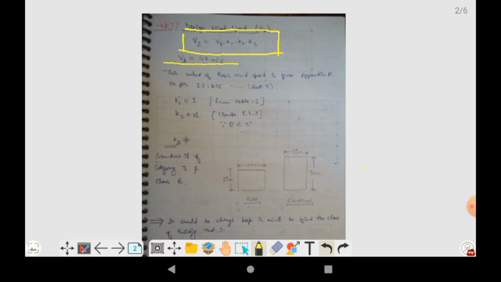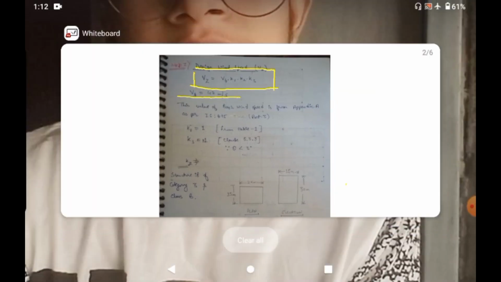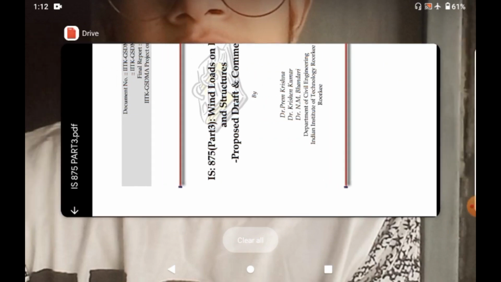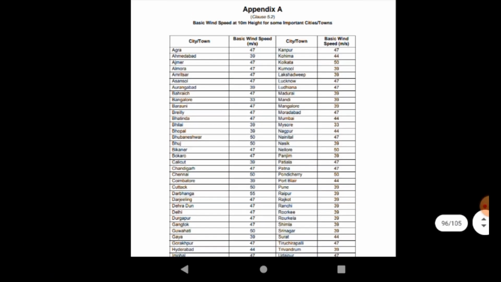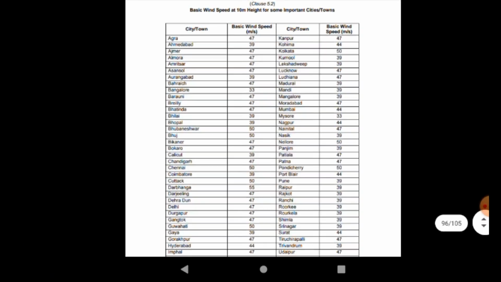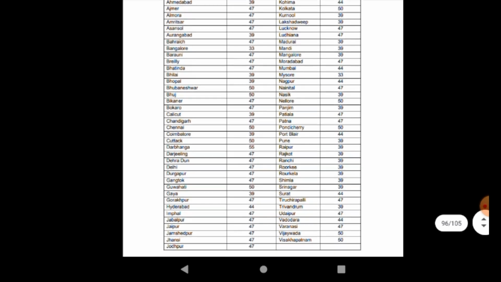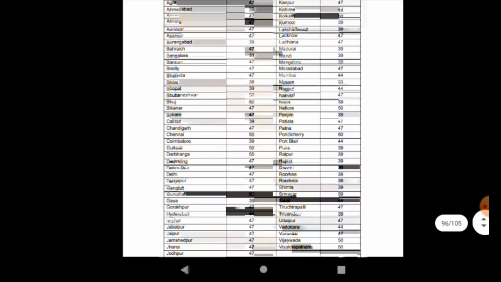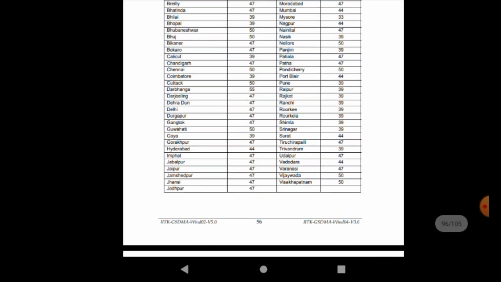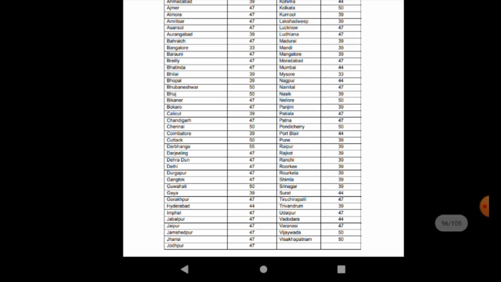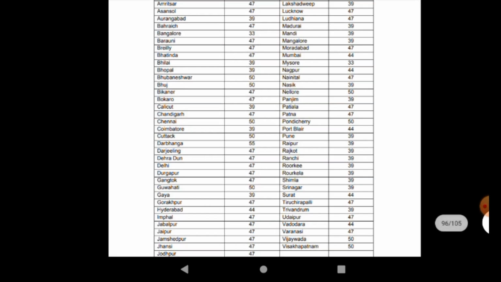So let me move towards the code that we are having here right now. In this code, from Appendix A, you can see that the location of our structure is in Dehradun. You can find this Annex 1 on page number 96. For Dehradun you can see that it is 47.